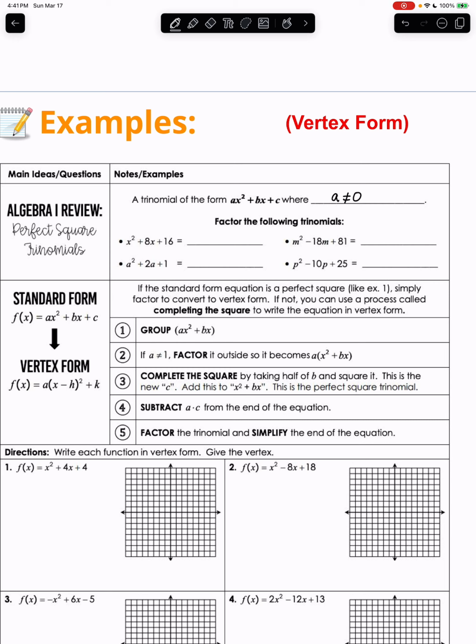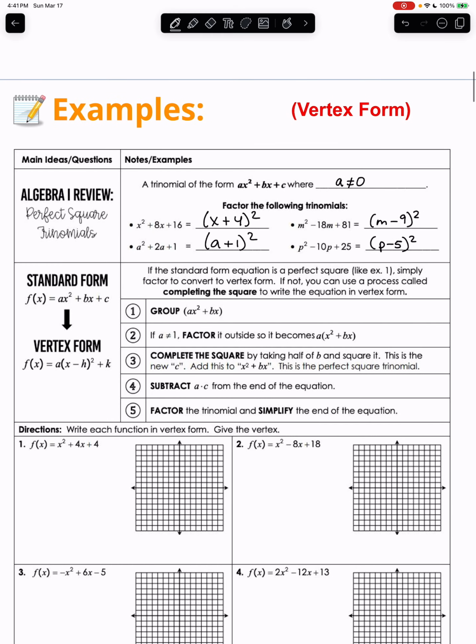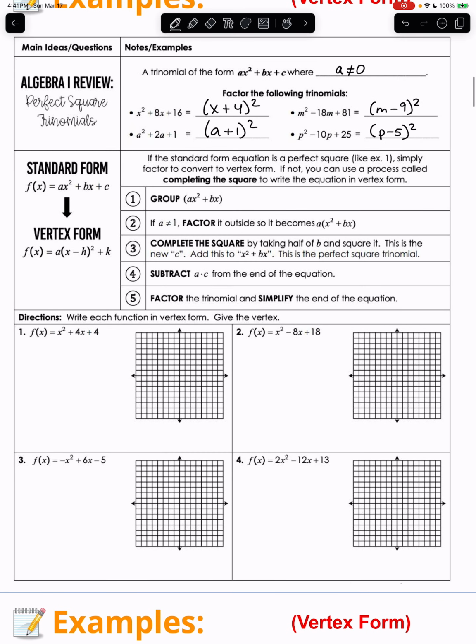So these are perfect squares, right? These are review. So this would be x plus 4 squared, a plus 1 squared, p minus 5 squared, and m minus 9, sorry, squared. Okay, so the last time we graphed standard form, this time we're graphing vertex form. But did you know you can go from standard form to vertex form? So we're going to write this out and then graph them, which is really nice.